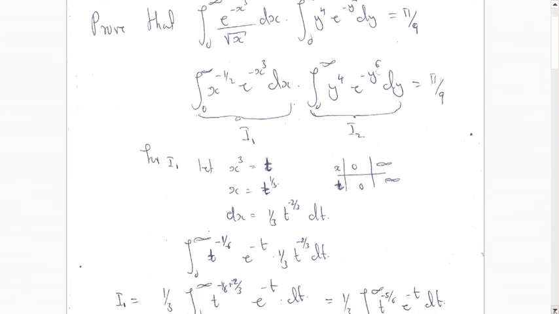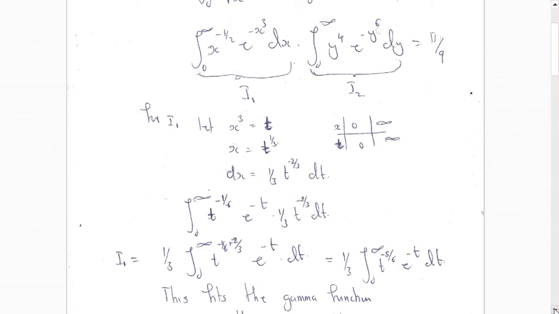If you check I1, this one doesn't fit exactly the definition of the gamma function. So we need to do a few substitutions so that it can look like one. Let x to the power 3 equal t, which will make x equal to t raised to 1 over 3. And if you differentiate this one, we'll have dx equals 1 over 3 t raised to negative 2 over 3 dt. And when we check the limits, when x was 0, t equals x to the power 3 will also be 0. And when x is infinity, t, which is also equal to x to the power 3, will also be equal to infinity.